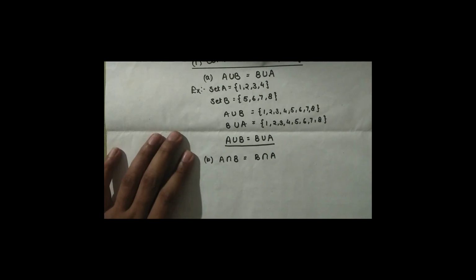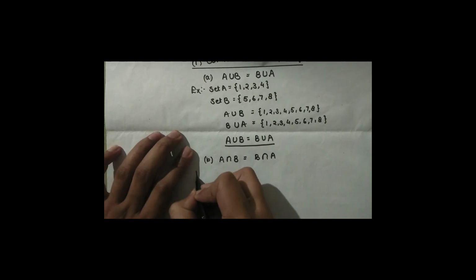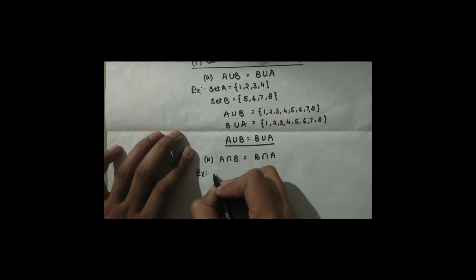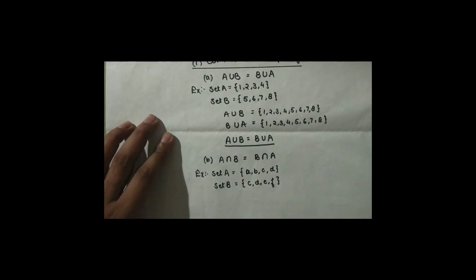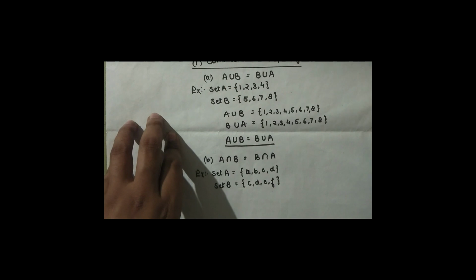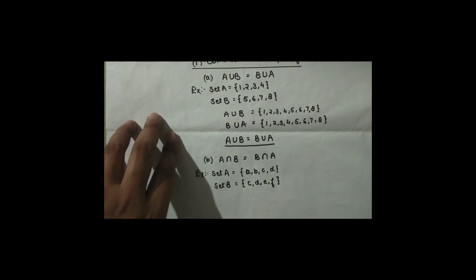So we move on to the other property, A intersection B equal to B intersection A. So we understand it by an example. Set A has 4 elements A B C D and set B also has 4 elements C D E F. So we do as per the property given.